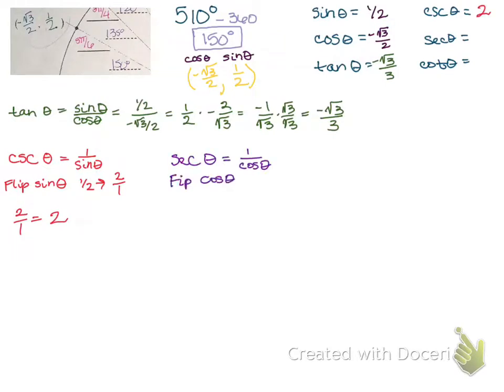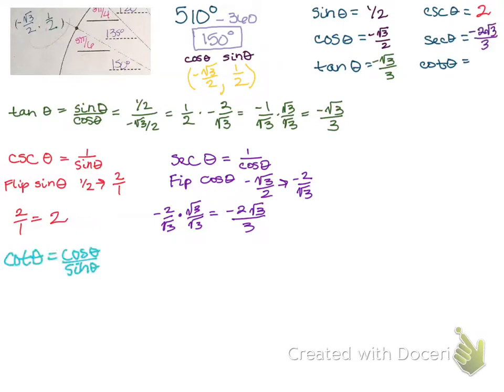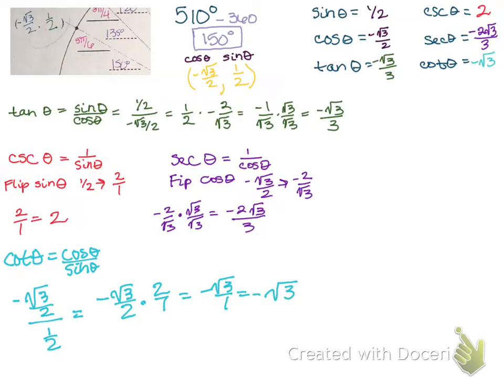My secant means flip cosine. So I have negative square root of 3 over 2. When I flip it, I get negative 2 over the square root of 3. Multiply by root 3 over root 3. So I get negative 2 root 3 over 3. And for cotangent, it's cosine divided by sine. So negative square root of 3 over 2 divided by 1/2, which means negative square root of 3 over 2 times 2 over 1. My 2's reduce out, so I get negative square root of 3 over 1, which is just negative square root of 3.